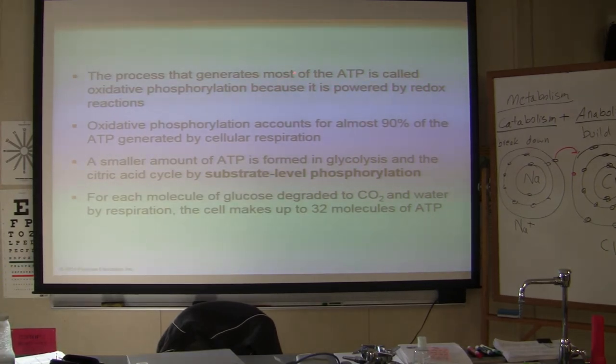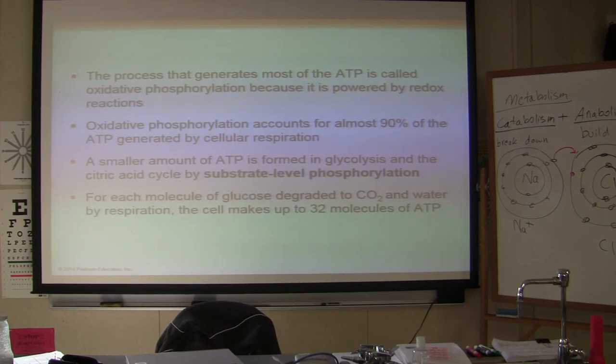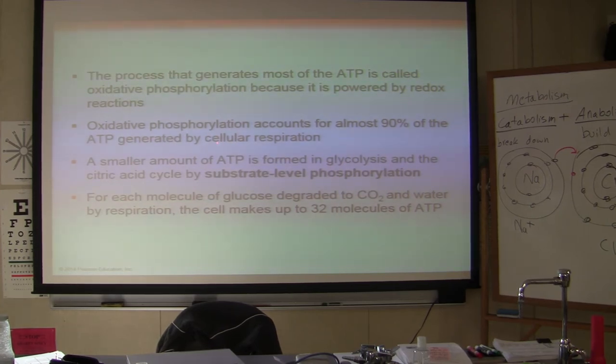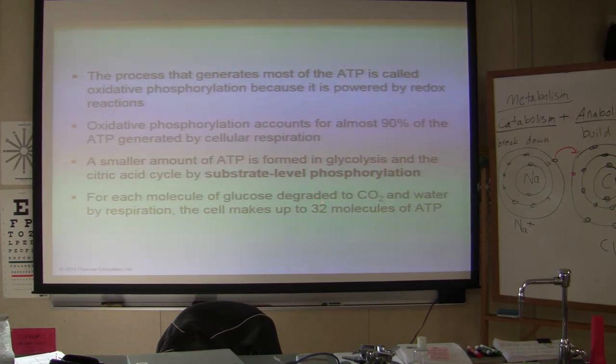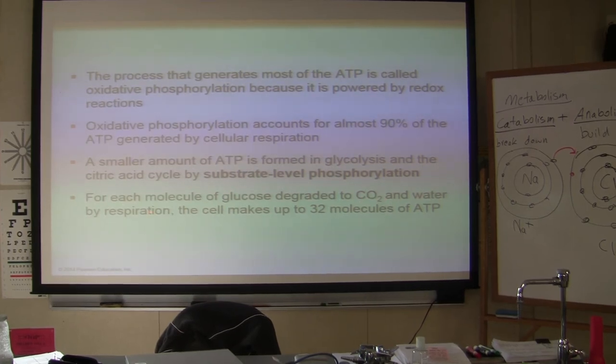The process that generates most of the ATP is called oxidative phosphorylation. Oxidative phosphorylation accounts for 90% of the ATP generated by cellular respiration. So the electron transport chain, along with the tricarboxylic acid cycle or Krebs cycle he mentioned, accounts for 90% of ATP. A smaller amount of ATP is formed from glycolysis and the citric acid cycle by substrate-level phosphorylation for each molecule of glucose degraded to CO2 and water by respiration.